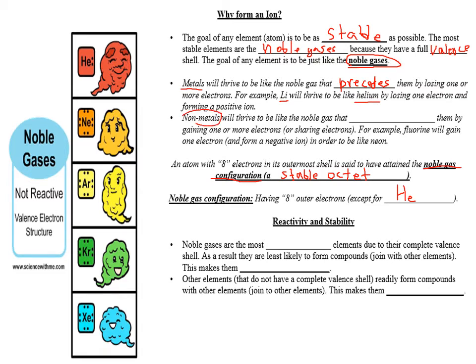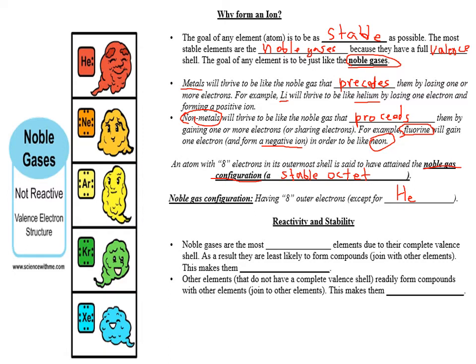Non-metals are going to try to be like the noble gas that comes after them, and they're going to do that by gaining electrons. So if you look at fluorine, fluorine has atomic number 9 in the periodic table, it's going to gain 1 electron, and it's going to look like neon. When it gains that 1 electron, it becomes negative, but it's stable now because it has a full valence shell.